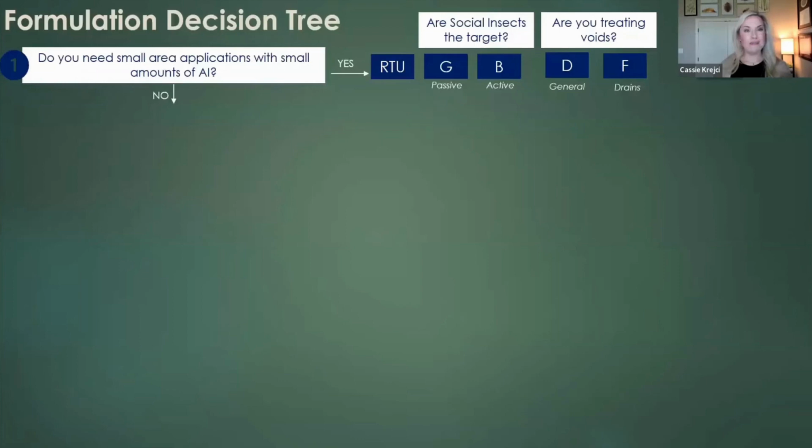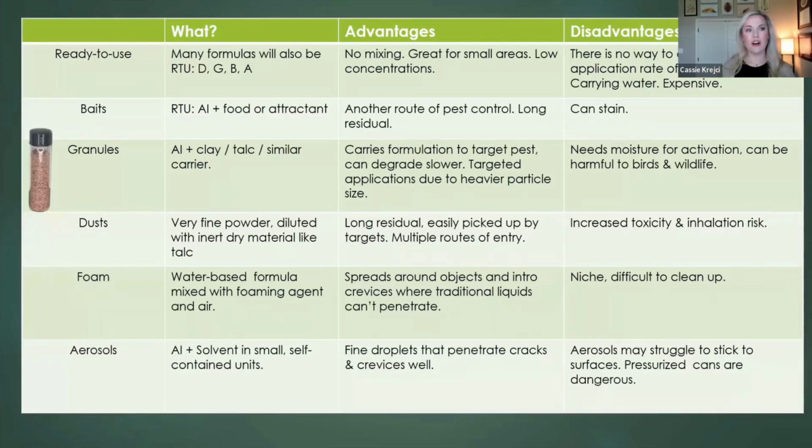From there, if we don't have social insects as our target, if we're not treating voids, maybe we're looking for interior knockdown, and that's where we get to aerosols. Aerosols are active ingredients plus solvents in a small self-contained unit, aka the aerosol can. One of the inert ingredients within an aerosol is a pressurized gas that pushes the insecticide through a very fine opening. When the gas is released, it creates really fine particles.